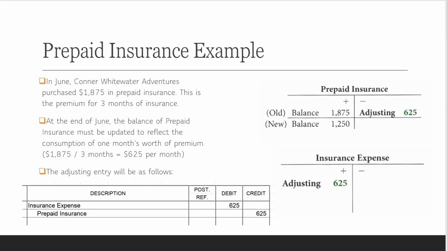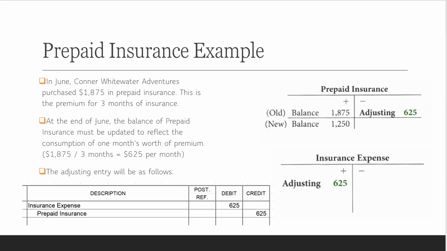So here's an example. In June, Connor Whitewater Adventures purchased $1,875 in prepaid insurance. This is the premium for 3 months. Okay, so for 3 months, it costs us just under $1,900 to have our insurance. At the end of June, which is month 1, the balance of prepaid insurance must be updated to reflect the consumption of 1 month's worth of premium. It's not worth as much.